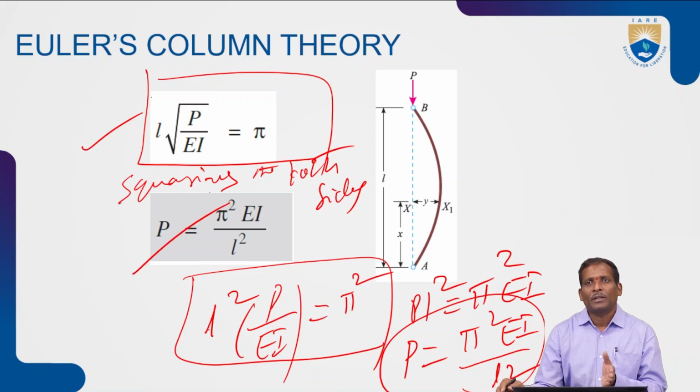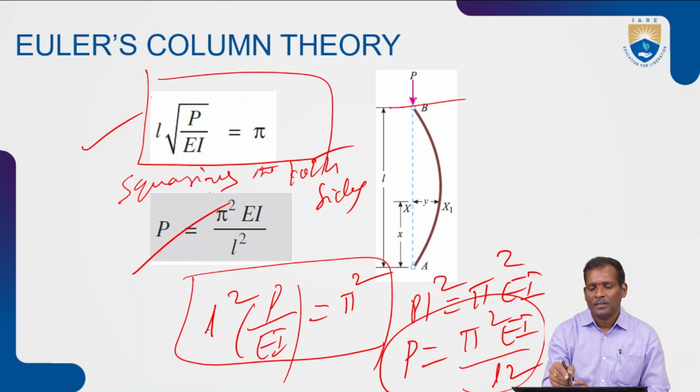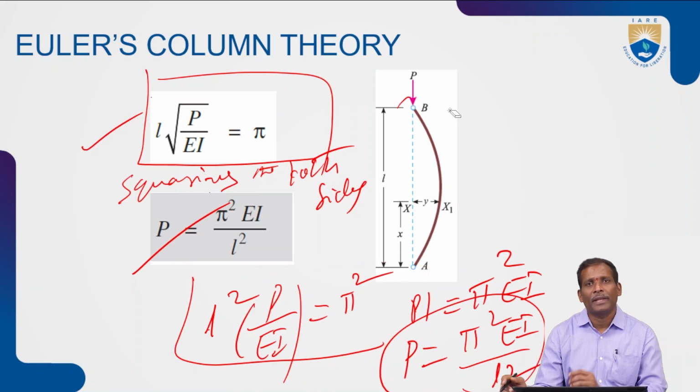Whenever the given column end conditions are both ends hinged, this is how to derive the buckling load equation. Suppose in the second case, one end is fixed and the other end is free, or both ends are fixed. In this case, the buckling load may vary. So first you have to derive based on the given condition and then apply this formula for our problem.